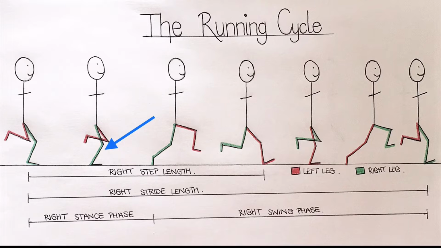Next we have mid-stance, which occurs at 50% of the stance phase. At this point, the foot is directly below the centre of mass. The centre of mass is at its lowest, with the hip, knee and ankle in flexion, and the forces acting on the body are greatest.